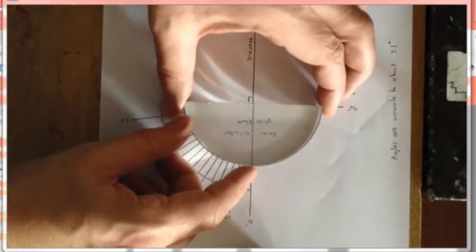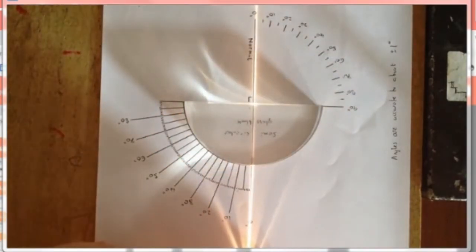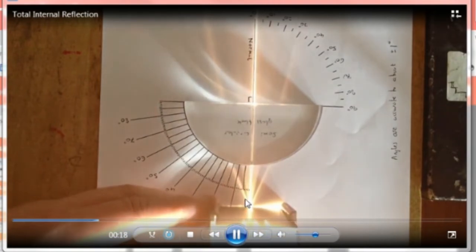Here we have a piece of glass and a light source, and we're going to move the light source around this curved edge of the glass. And the light is always entering the glass perpendicularly to the tangent. So you can see there's no refraction happening here. But when it leaves the glass, we see it bends away from the normal.